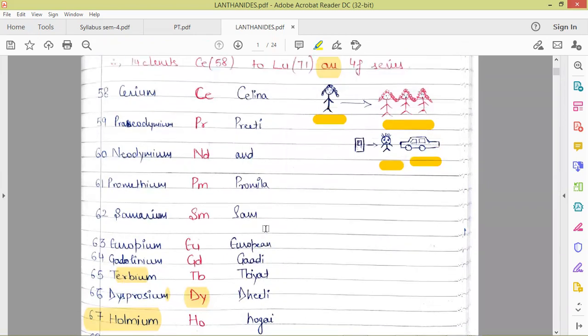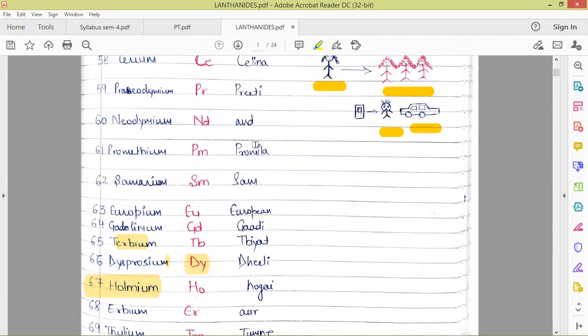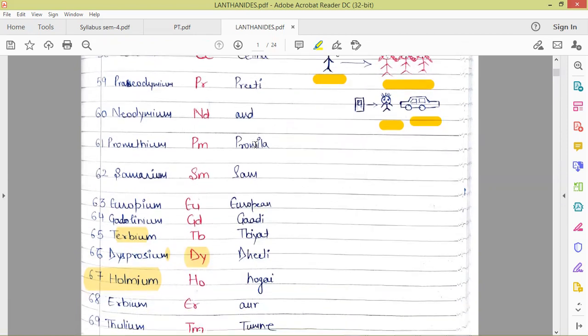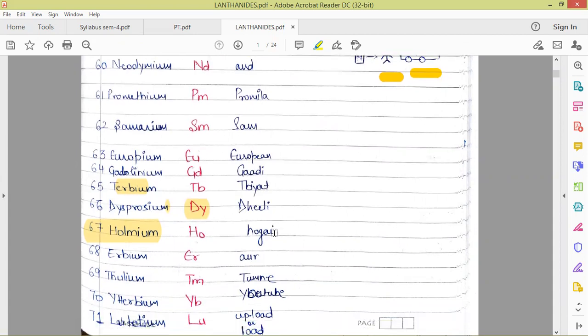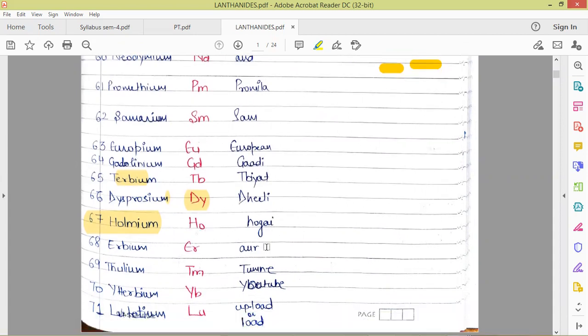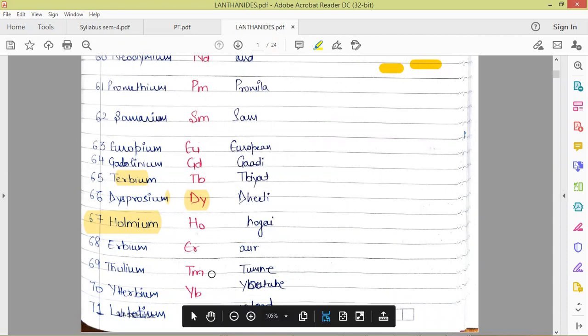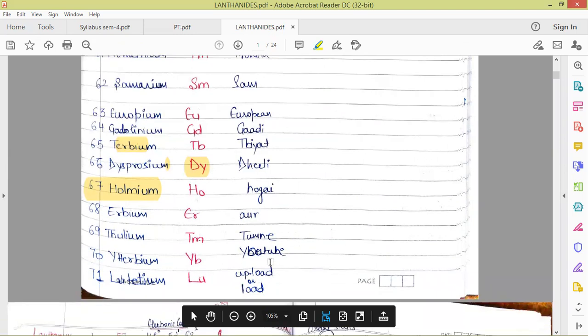So here CE is Selena, Preeti is for praseodymium and neodymium, promethium is for Promila, Sam is for samarium, European is for europium, गाड़ी is gadolinium, तबीयत is terbium TB, ढीली is DY dysprosium, हो गई is holmium HO, and ER is erbium, तुमने is TM that means thulium, the terbium is YouTube and lutetium is load. YouTube पे upload and we can say load कर दिया.